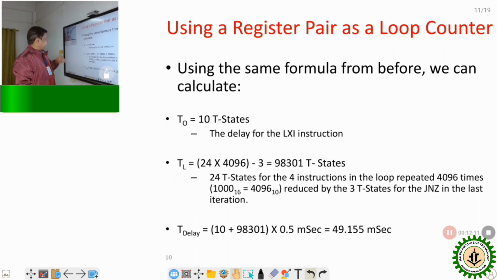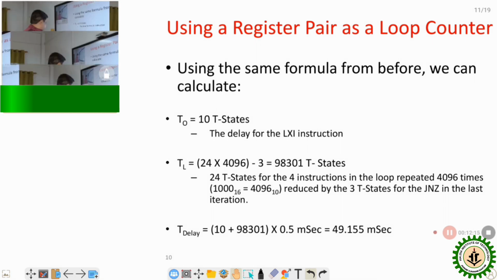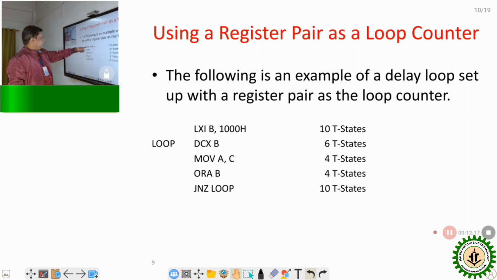Now, we will be using the same formula. Let us see the previous slide. This is 1000 hexadecimal number, which is equivalent to 4096 in decimal. So this count is for 4096. Now, this is outside the loop. This is inside the loop. This is inside the loop. This instruction is inside the loop.